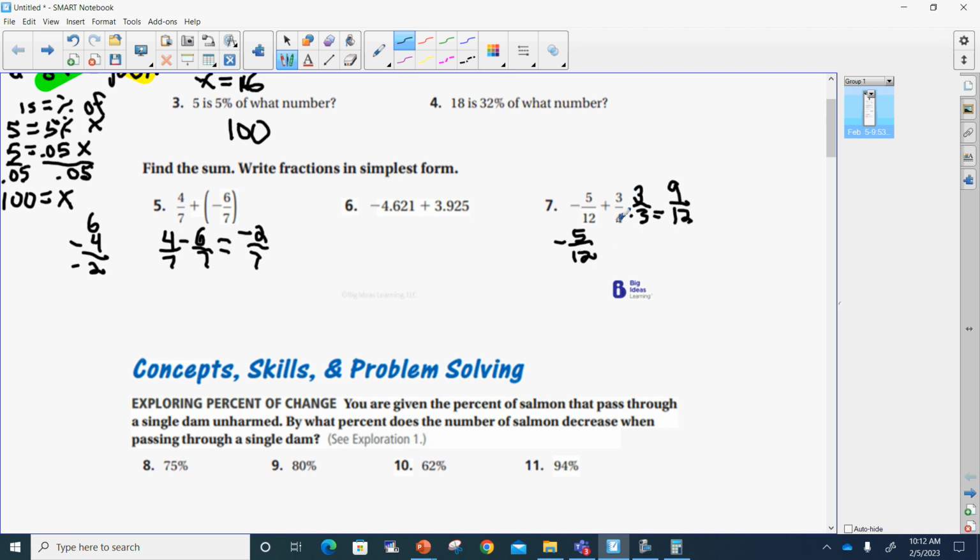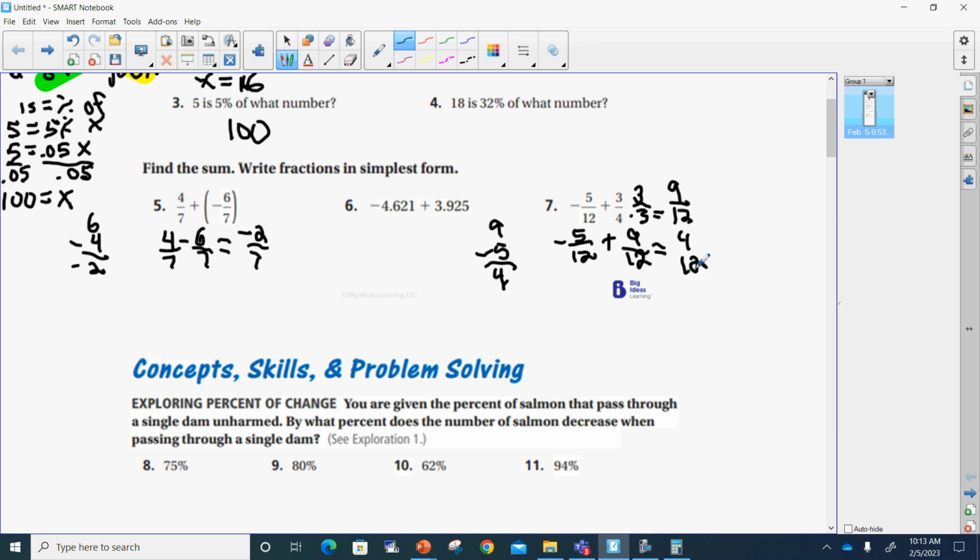Let's see, negative 5 over 12, and we're going to add it to 9 over 12. And once again, I go by the rule: when my signs are different, I find the difference. I'm going to take the big number, 9, minus the small number, 5, and that's going to give me a 4. And I keep the sign of the big number. The big number was positive this time because 9 is bigger. So this would be 4 over 12.